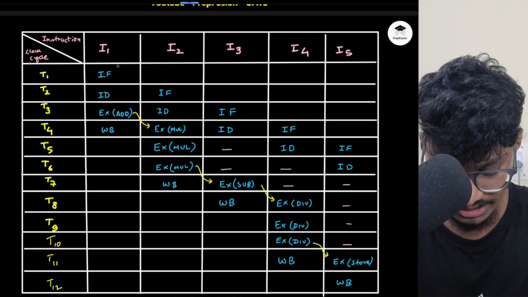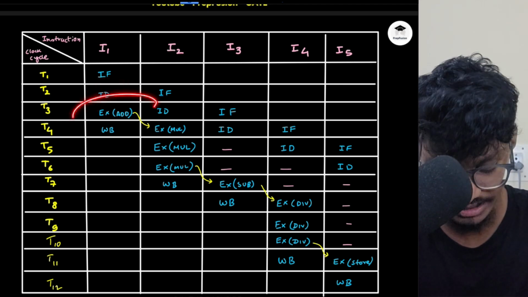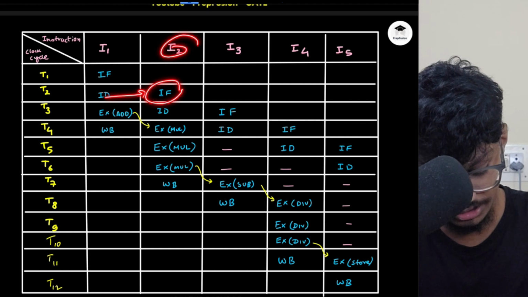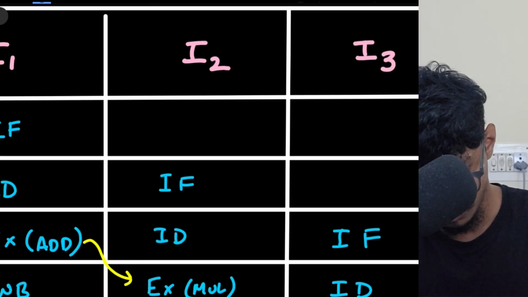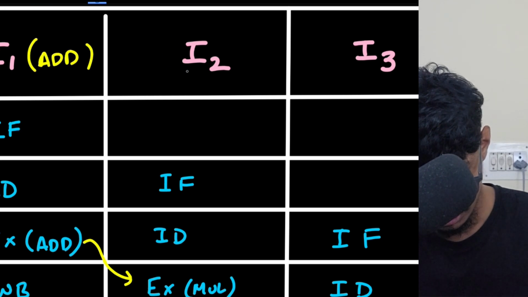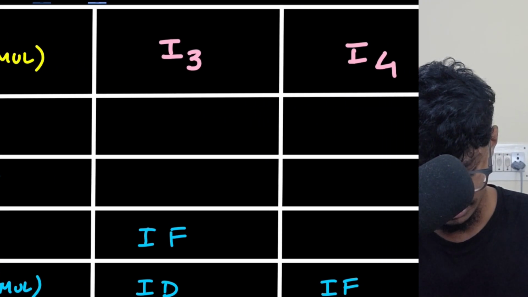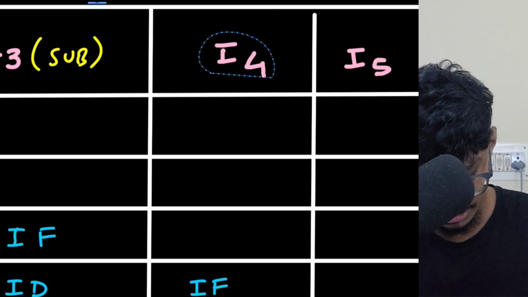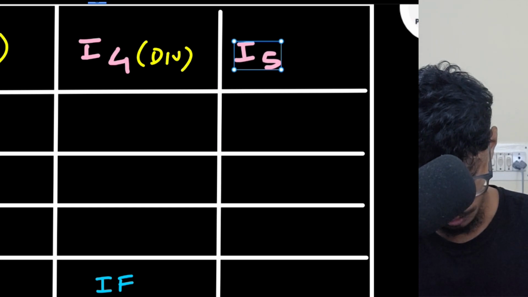The first instruction is an addition type instruction. So it will have instruction fetch, instruction decode and operand fetch, then execution, and then write back. Simple as that. So I will start from the next instruction. The next instruction is a multiplication type instruction, right? So I will write in brackets the type of each instruction. This is add, this is multiplication, this is subtraction, this is division, and this is store.